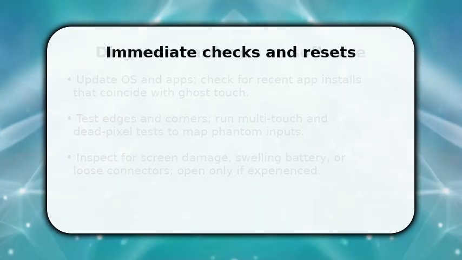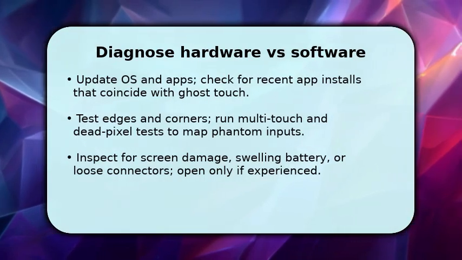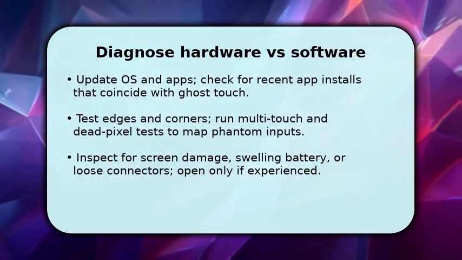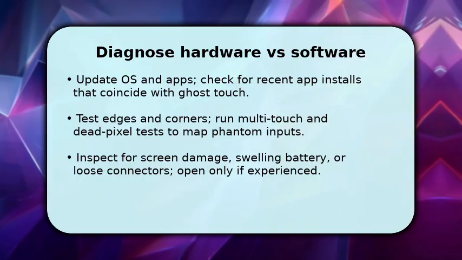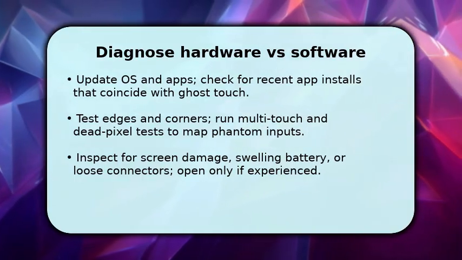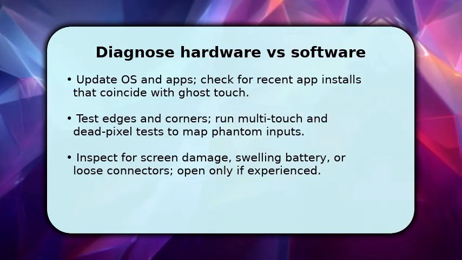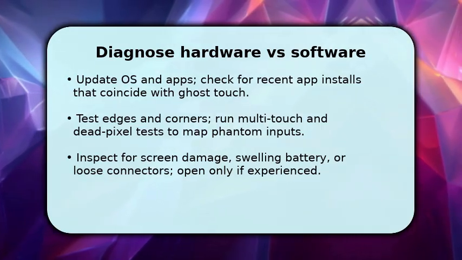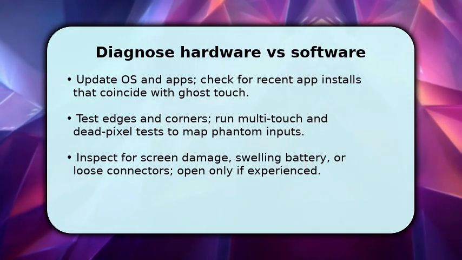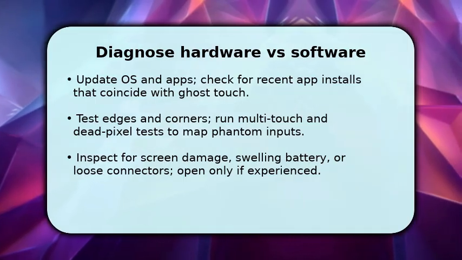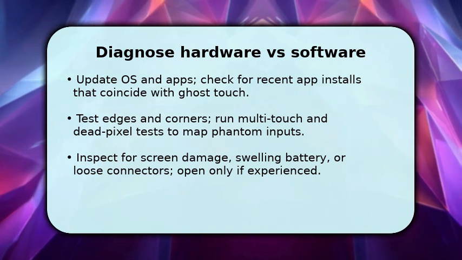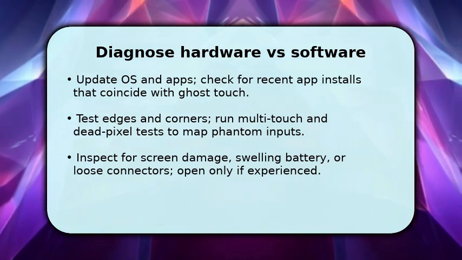problem next. Now isolate software by updating the OS and all apps, then uninstall any app installed right before the problem began. Once done, systematically test the whole display. Use multi-touch and diagnostic patterns to map where phantom touches appear and whether they move. If ghost touch is localized to edges, inspect for screen damage, frame deformation, or a swollen battery that can press the panel from underneath. Make sure to avoid disassembly unless you have the right tools and experience. Otherwise, proceed to professional repair.